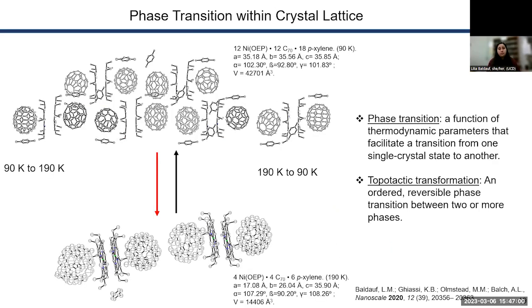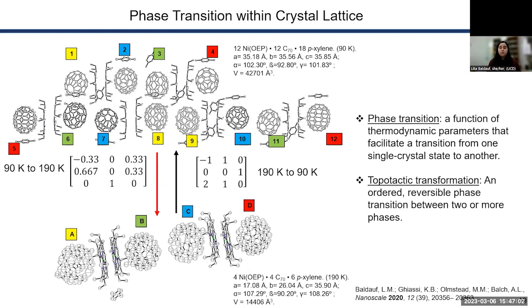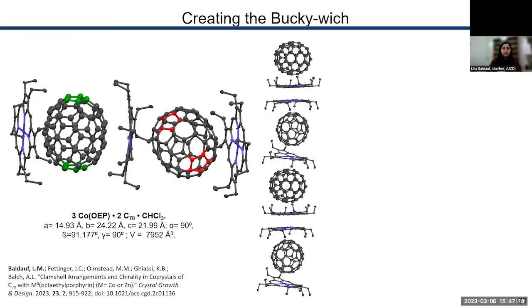We also found out that there was a phase transition within the crystal, which is a functional thermodynamic parameter. It facilitates transition from one unit cell, in this case, the huge one, and condenses it to the smaller one. And you can actually track where all the fullerenes go. This is called topotactic transformation, and it's an ordered reversible transition.